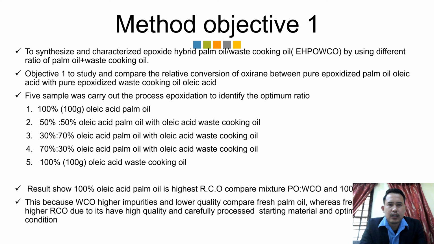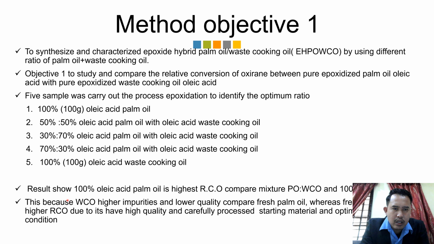For the methodology, objective number 1 is to synthesize and characterize epoxide palm oil waste cooking oil using different ratios of palm oil and waste cooking oil. Second, to study and compare the relative conversion to oxirane between the pure epoxide palm oleic acid and also pure epoxide waste cooking oil. So we carry out 5 samples: 100% oleic acid palm oil, 50-50 oleic acid palm oil to oleic acid waste cooking oil, 30-70 oleic acid palm oil to oleic waste cooking oil, 70-30 oleic acid palm oil with the oleic acid waste cooking oil, and 100% oleic acid waste cooking oil.